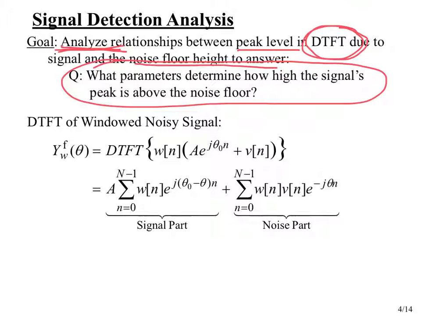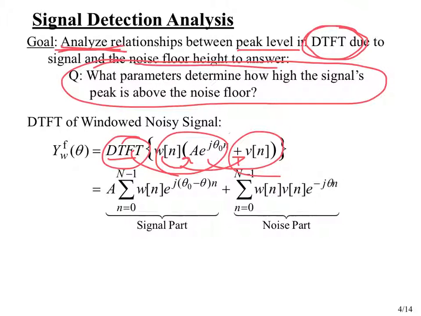So we take our received signal, which is the sinusoid plus noise, and we apply our window to it, whatever window we choose. We're not going to commit to a particular type of window. We'll just say a window. And then we take the DTFT of that. So we're going to pass this w through to both terms, and then pass the DTFT to both terms. And when we do that, we will then write out the expression for the DTFT of each of those terms.